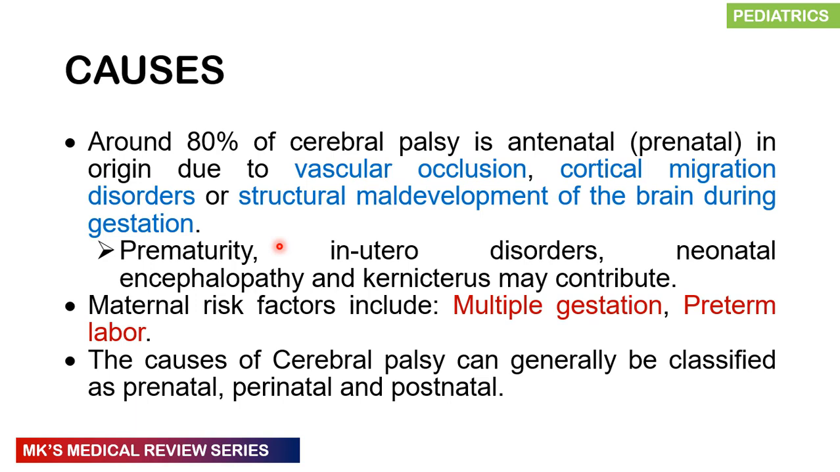And what are some of the causes of cerebral palsy? Remember that 80% of the cases are actually going to happen antenatally or prenatally during the pregnancy. This may be attributed to either vascular occlusions, some cortical migration disorders, or structural maldevelopment of the brain that may be happening during the pregnancy. There are certain contributing factors that have been implicated, which include prematurity, intrauterine disorders, neonatal encephalopathy, and even kernicterus. Remember that. That's why we want to deal with neonatal jaundice, because if there's a rise in the bilirubin levels, this can actually cross the blood-brain barrier.